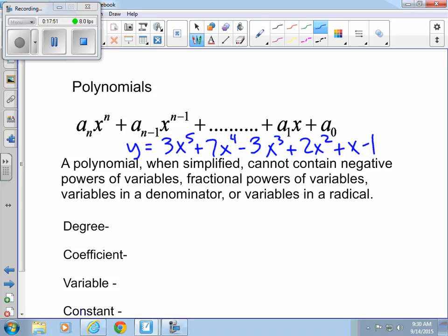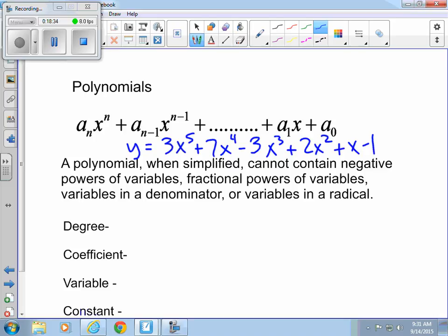A polynomial, when simplified, cannot have negative exponents. So there are no negative exponents, they're all positive exponents. The powers are not fractions, they're whole numbers. And there are no variables in the denominator. And there are no variables in a radical. So it's like a quadratic or a cubic that you learned in Algebra 2. So that's a polynomial.